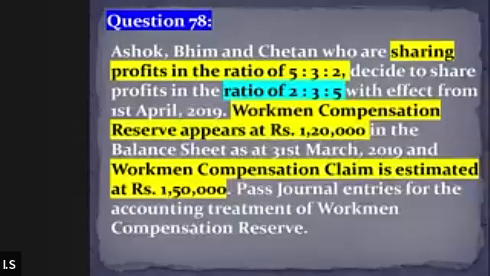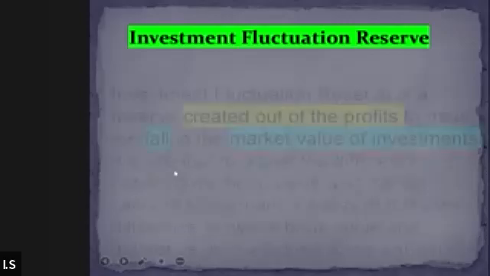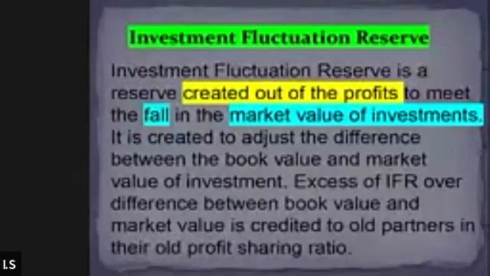Okay. So the next thing that we need to discuss in today's session is the investment fluctuation reserve. So investment fluctuation reserve is more or less like the workman compensation reserve. The treatment of the investment fluctuation reserve is also similar to the workman compensation. But let me first explain what actually the investment fluctuation reserve is. So investment fluctuation reserve is just like workman compensation reserve. Investment fluctuation reserve is also part of profit.